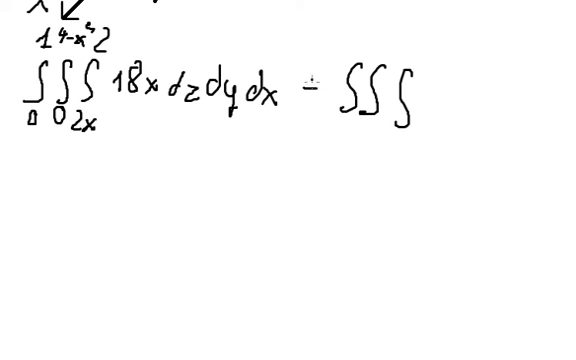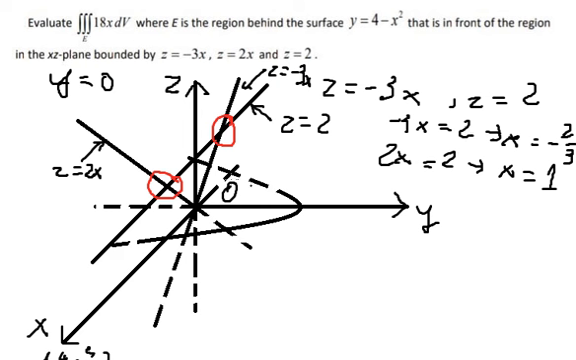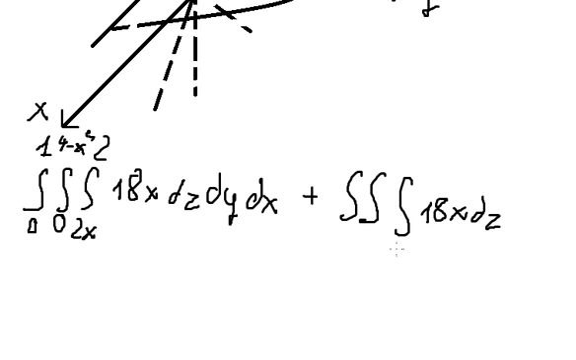Now we have the second triple integral. About dz, it is between 2 and z equals negative 3s. If we look at the graph, we see that negative 3s is below this one. So that means we have from negative 3s to 2.